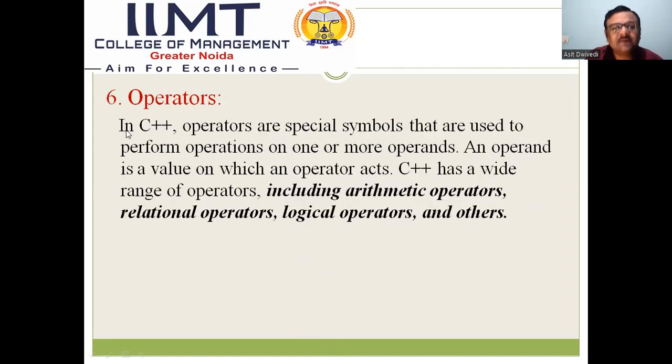Now, operators in C++. Operators are special symbols that are used to perform operations on one or more operands. An operand is a value on which an operator acts. C++ has a wide range of operators, including arithmetic operators, relational operators, logical operators, and others.